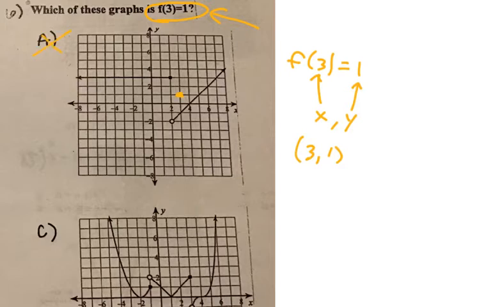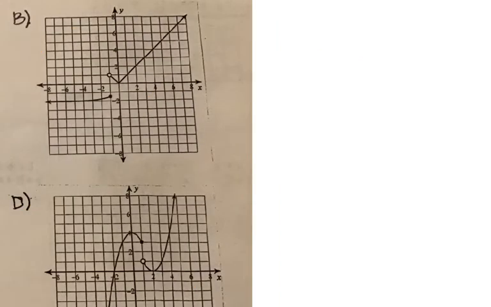If you look at graph C here, 3, 1 would be right there. Close, but no cigar. If we look at B, 3, 1 is right there. No good. Hopefully D works, right? 3, 1 is right there. 3, 1, or f of 3 equal to 1, is a point on that graph. So that's why we would choose D.